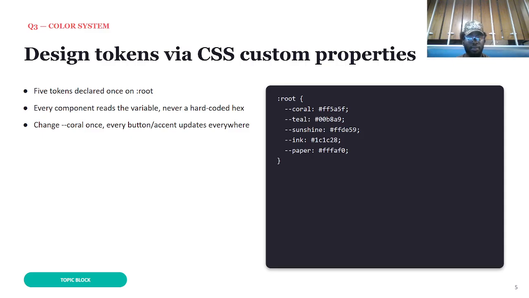So consistency doesn't come from me remembering the hex value correctly 40 or 50 times, as many times as I need to. It comes from one declaration, and everything else points up to it. If I wanted to rebrand the whole site to a different palette, I change five lines at the top of the file and every component downstream updates automatically. I picked these five specifically for the makerspace feel I wanted. Coral and teal read as energetic and creative without tipping into neon, and ink and paper give me a warm, high contrast base to put text on.